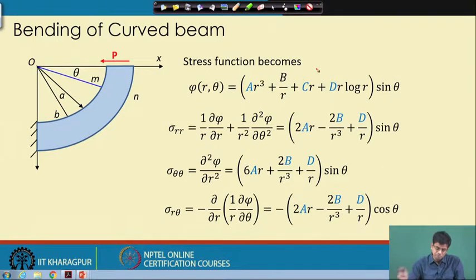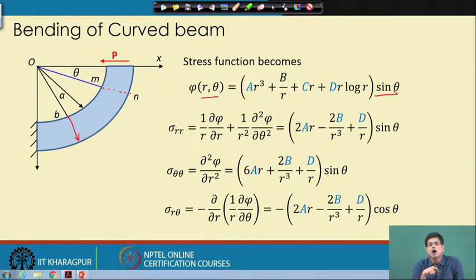This stress function is a function of r and theta in general, but we have used separation of variables, where this is a function of r and this is a function of theta, and the function of theta becomes sine theta. This is motivated from the bending moment formula at any cross section of that beam.